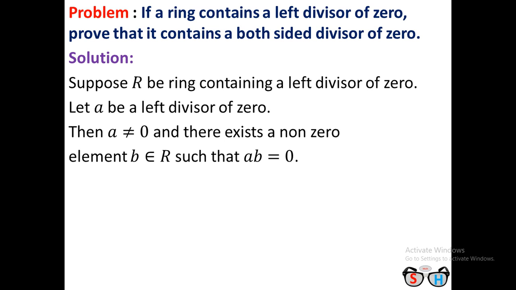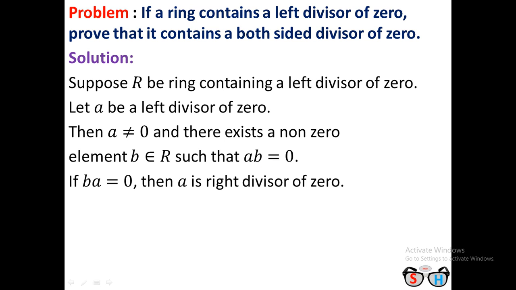Since A is a left divisor of 0, clearly A is non-zero. However, if B equals 0, then here A is a right divisor of 0, because the product of two non-zero elements is 0, therefore A is a right divisor of 0. I hope that you know the definition of divisor of 0.